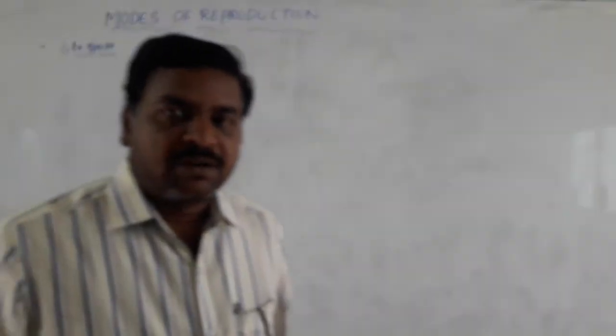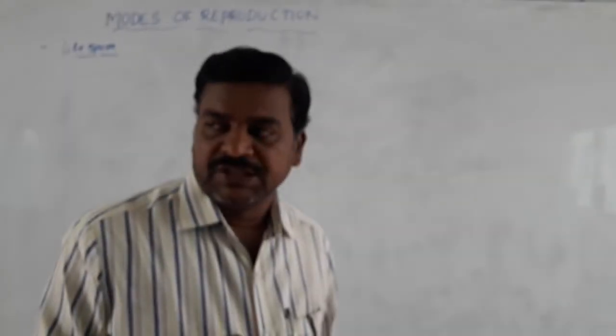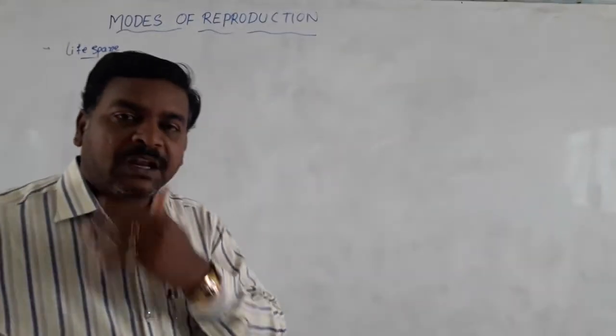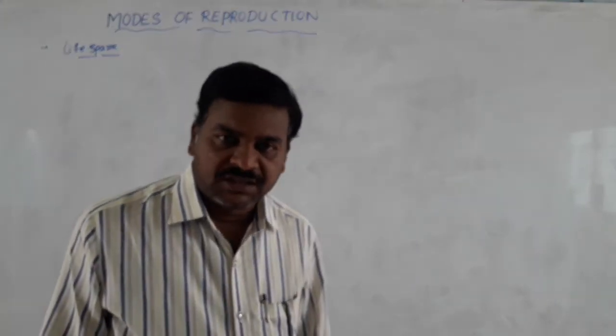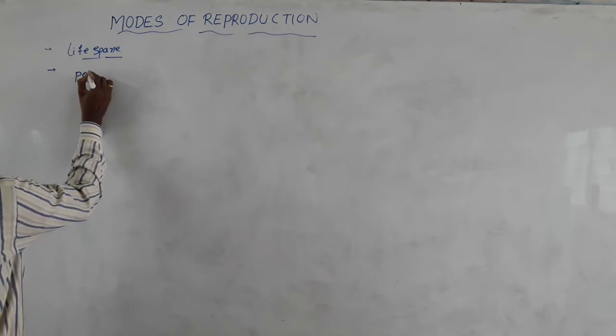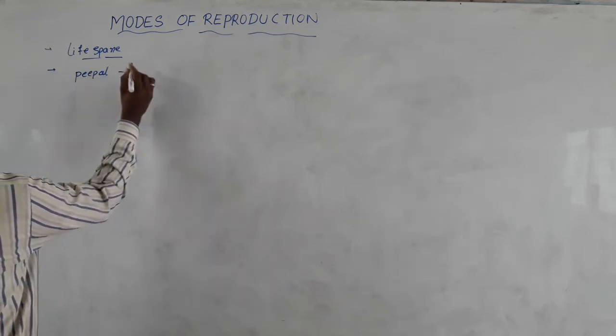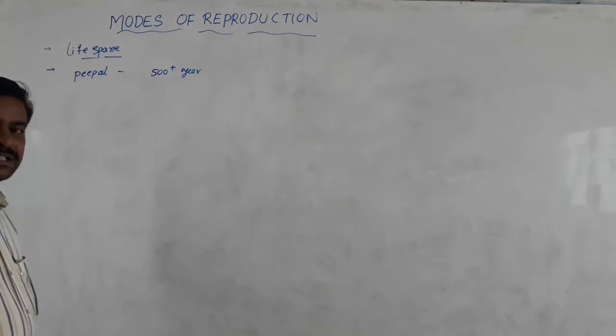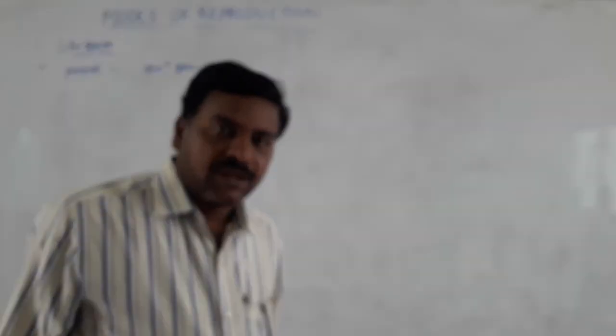The lifespan may vary from species to species. For example, a mango's lifespan is shorter than that of a peepal tree. In this way, there is variation in lifespan from organism to organism. The highest lifespan is present in the peepal tree, 500 plus years, which represents a prolonged lifespan.